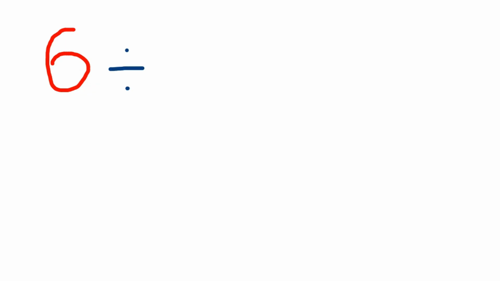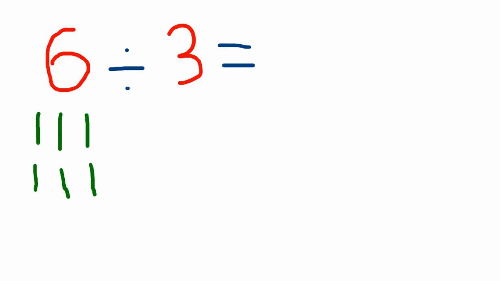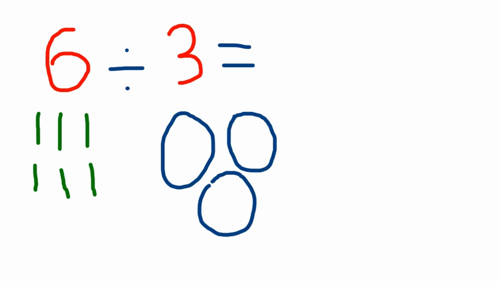6 divided by 3 equals blank. Let's draw 6 small lines under the number 6. Now let's draw 3 big circles under the number 3. It's time to share the 6 lines equally between the 3 circles.